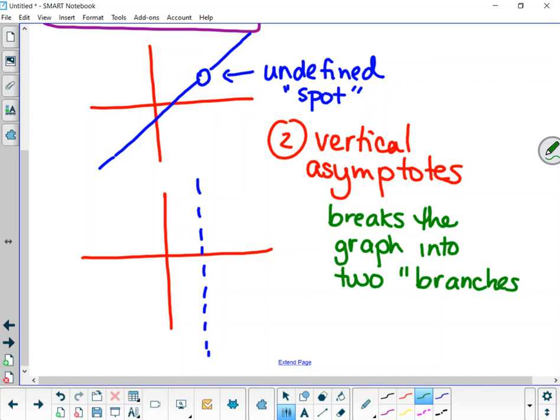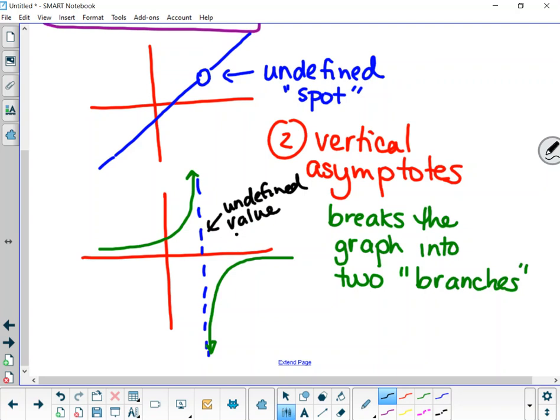And it breaks the graph into two branches a lot of times. And what happens is it runs up against the vertical asymptote and it gets infinitely close to the asymptote but doesn't cross it. So it kind of is like a wall that the function runs up against on either side. And it's another place where the function gets undefined.